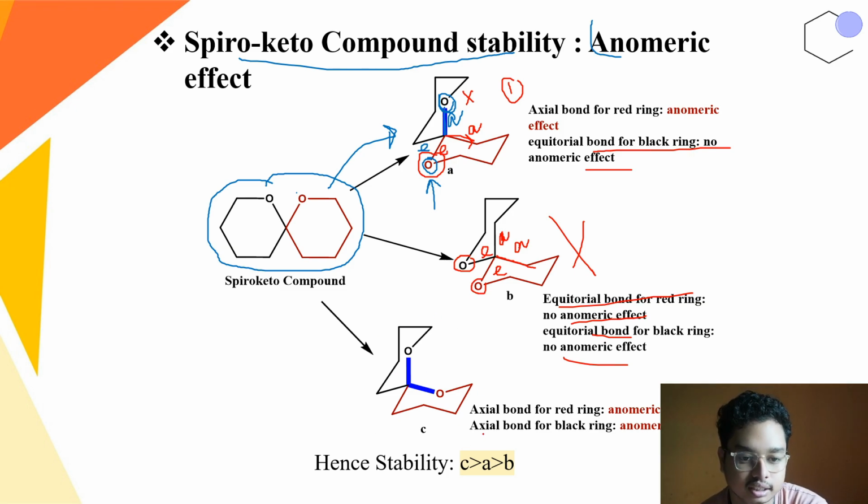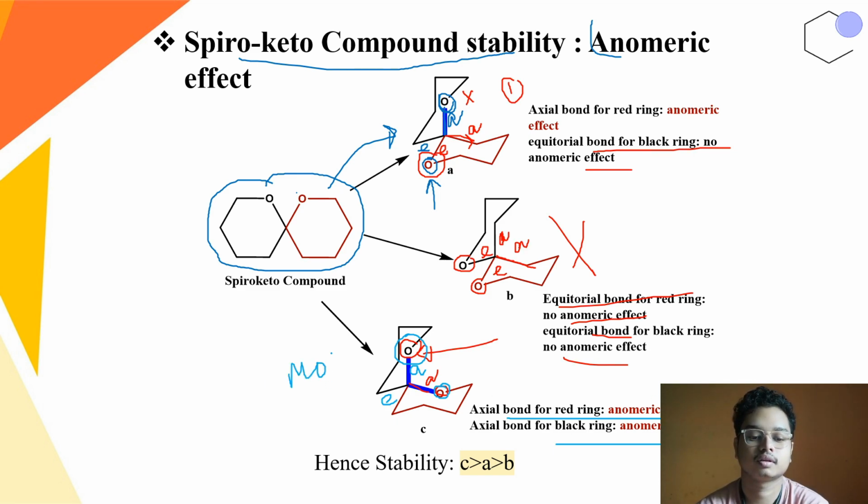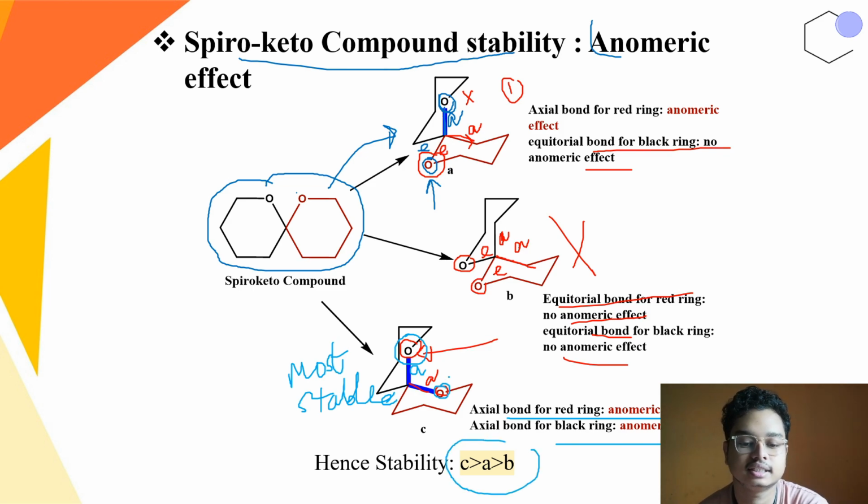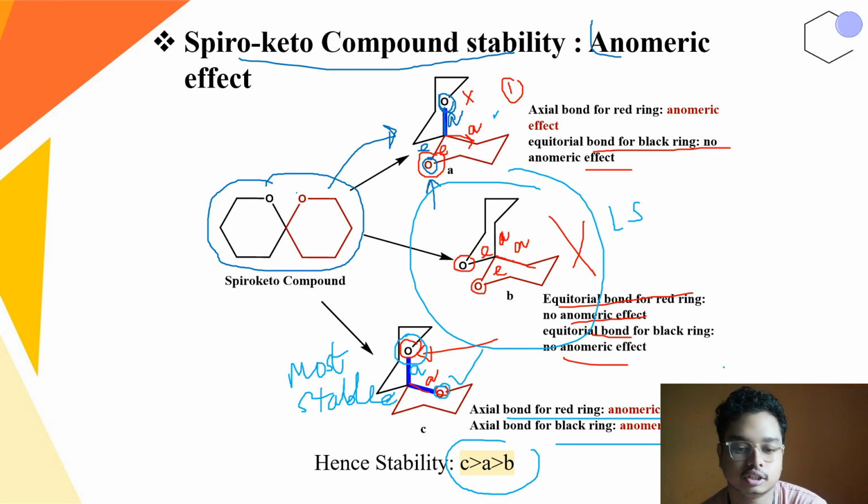But in this particular structure, you can find that this becomes axial for this particular oxygen, and this particular bond is present in the anomeric effect. So the anomeric effect is justified for this particular oxygen. Similarly, if we look at this particular oxygen, this becomes the axial bond and this becomes the equatorial bond. For this oxygen, the hetero group is present in the axial position, which means in both the red ring and the black ring, the anomeric effect is justified. That means this is the most stable, and hence the stability order is this. Then this one, where one of the oxygens' anomeric effect is justified, and the least stable is this compound, where no anomeric effect is observed in either ring.